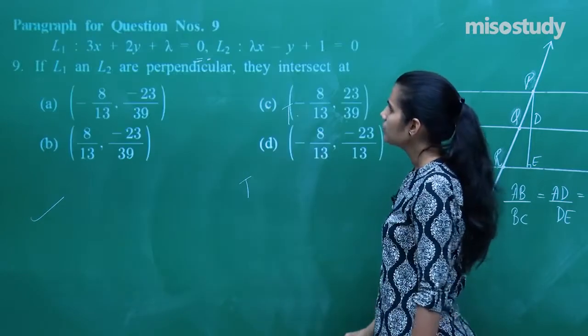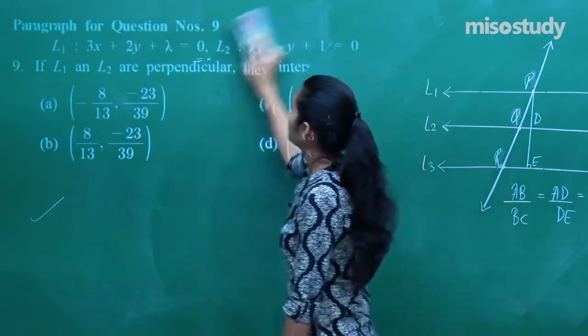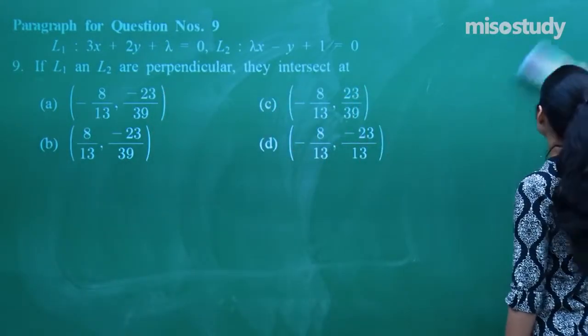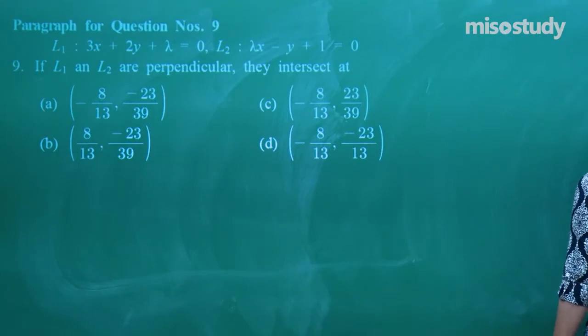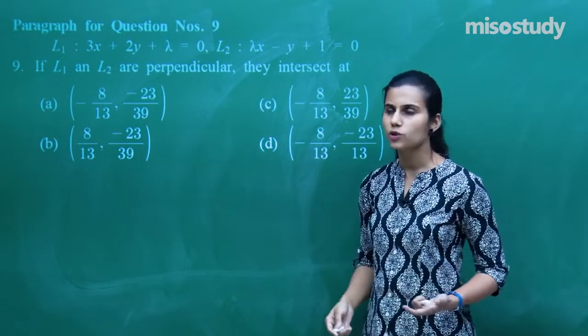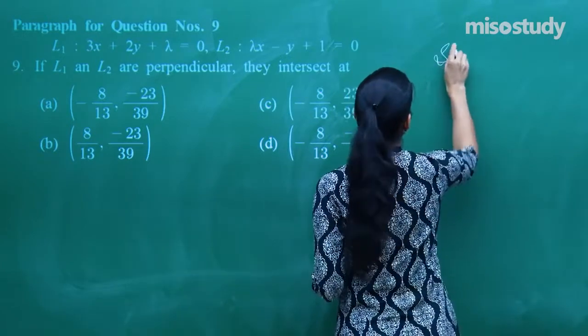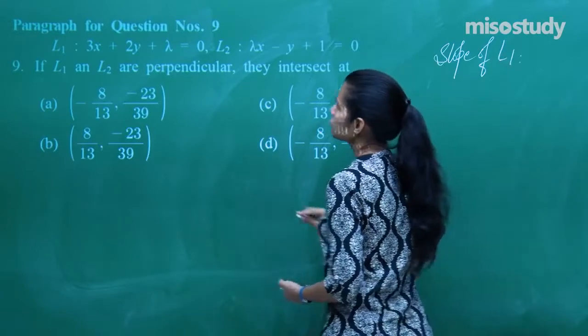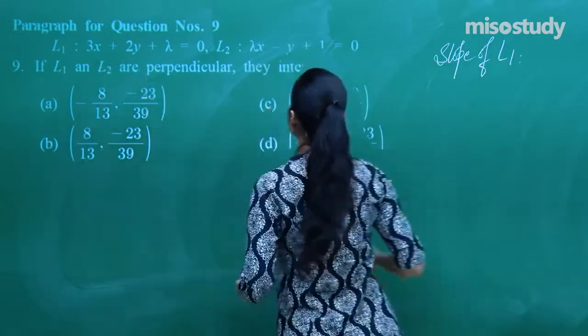Moving to the next question, we have L1 is given, L2 is given, they are perpendicular lines, then they are going to intersect at what point? Now the fact that they are perpendicular lines itself means that the product of their slopes is minus 1. Slope of L1 is minus coefficient of x upon coefficient of y, so it is minus 3 by 2.